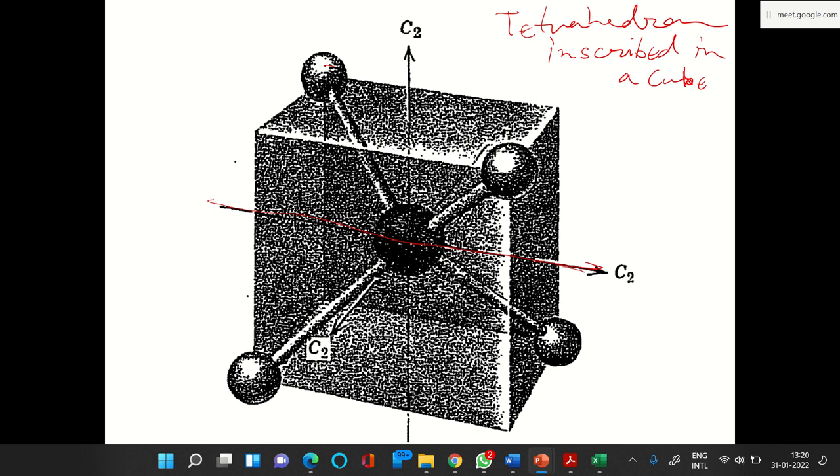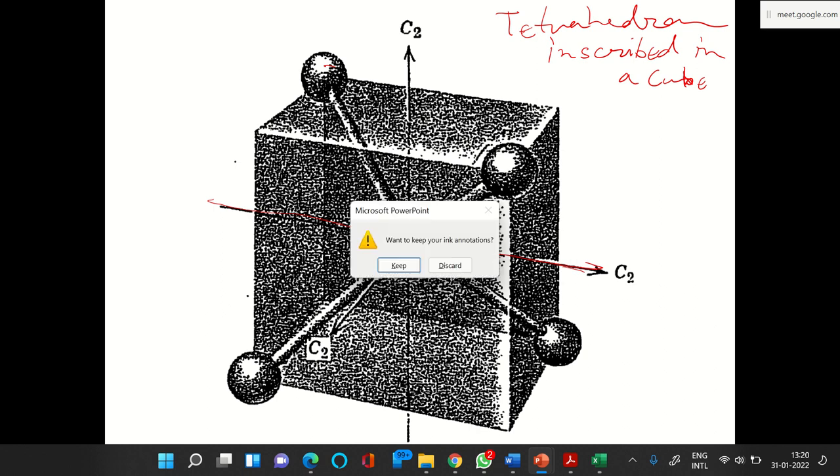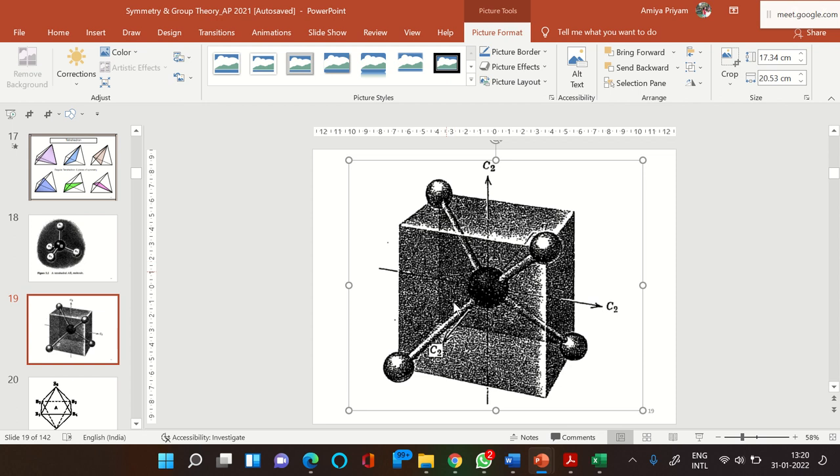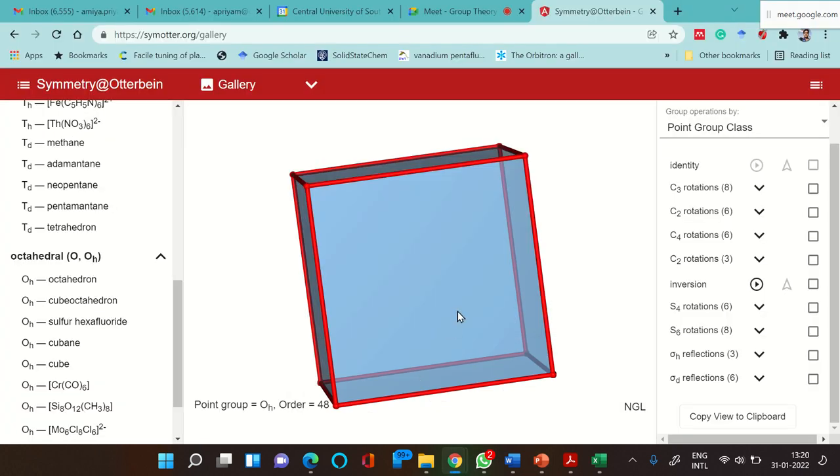If you can imagine in the same way, you can also draw like this, and there will be three such lines that you can draw. Each of these will be a C2 axis. So three C2 axes that you can think of. It is present in the cube, it is also present in the tetrahedron. So that is what we were seeing, the C2 axis.